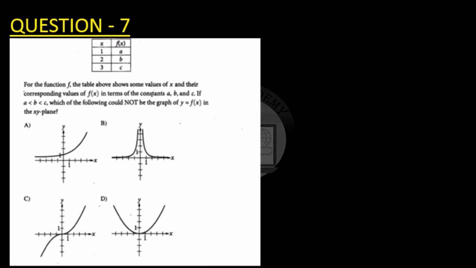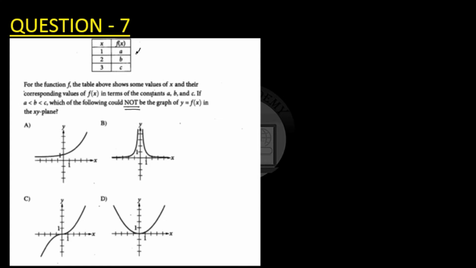Here a table of values is given. When x is 1, f(x) is a, x is 2, f(x) is b, x is 3, f(x) is c. For the function f, the table above shows some values of x and their corresponding values of f(x) in terms of the constants a, b and c. If a is less than b and less than c, which of the following could not be a graph of y is equal to f(x) in the xy plane? So we have to figure out that graph which can't be the graph of this given function.